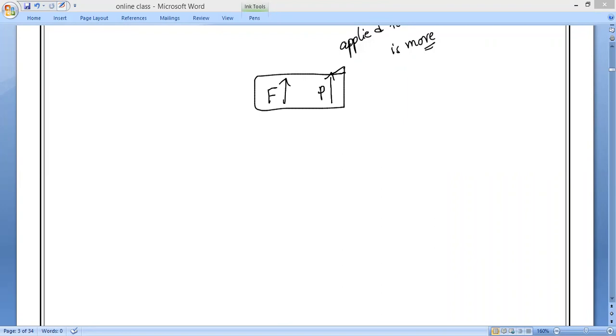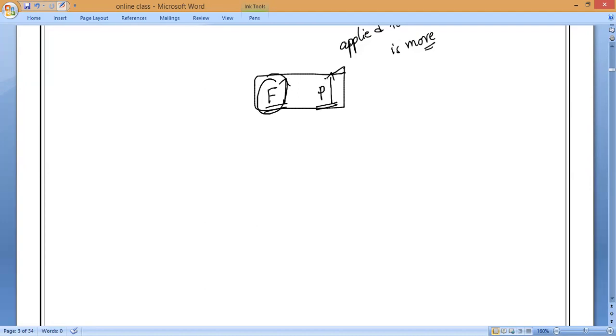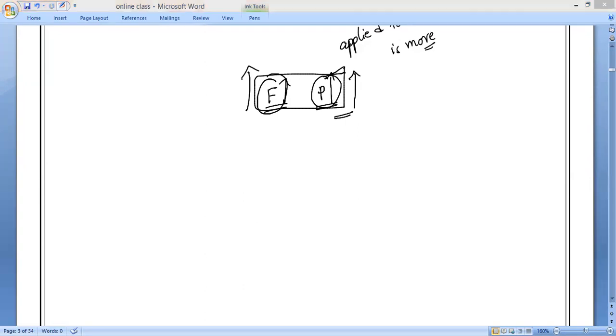So Newton's second law will give you the relationship between force and momentum. Do you understand, everybody? Please respond. Yes or no? Yes, sir. Newton's second law will give you the relationship between force and momentum. That is, if the force is increasing, then momentum will increase or decrease? Momentum will increase. Understand?